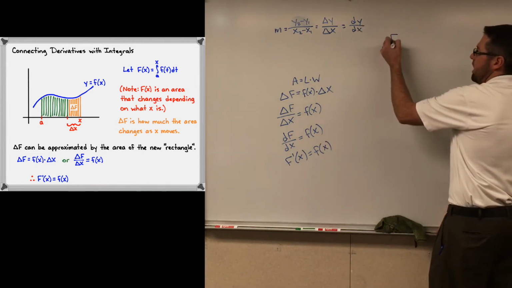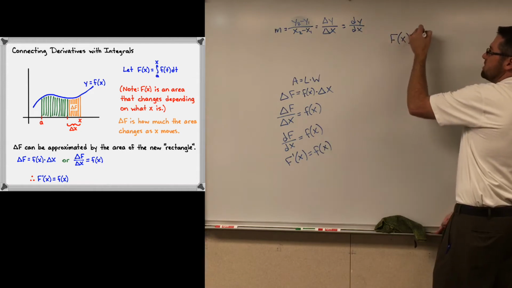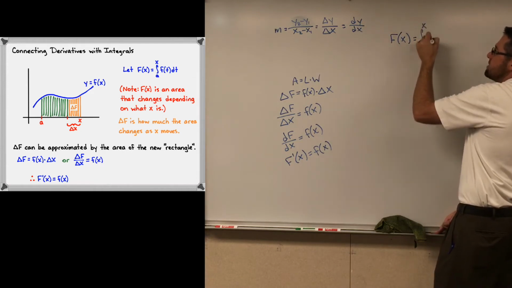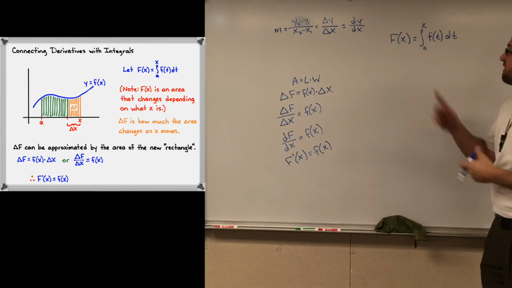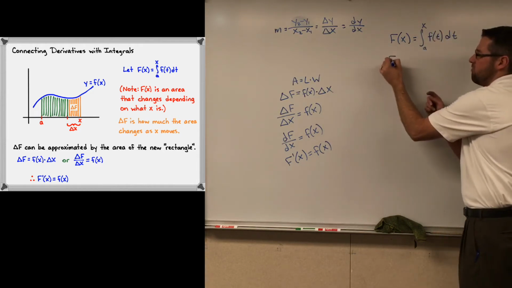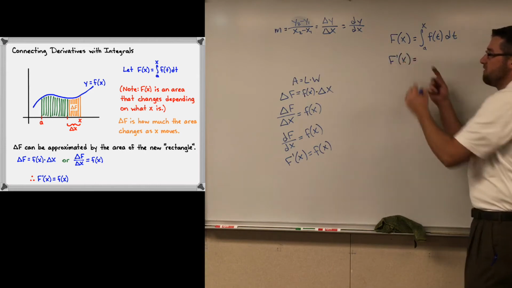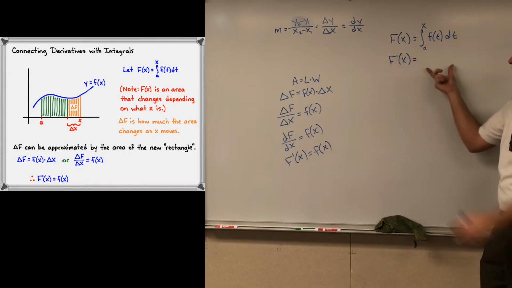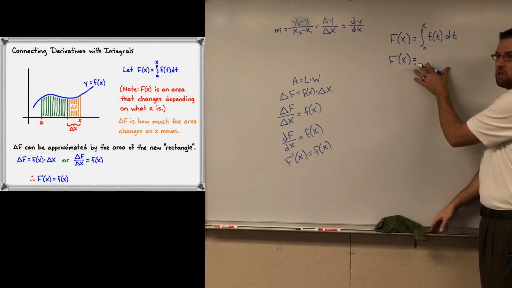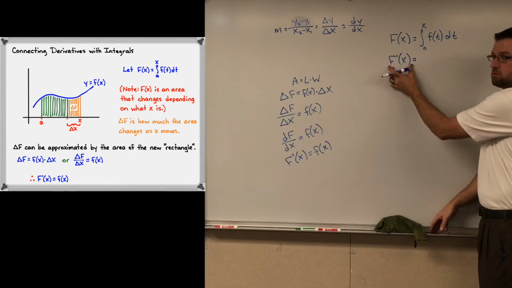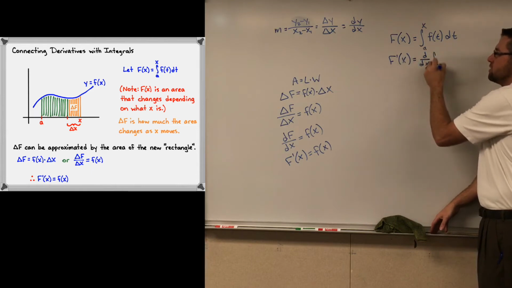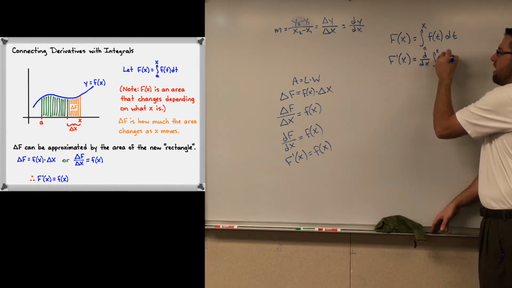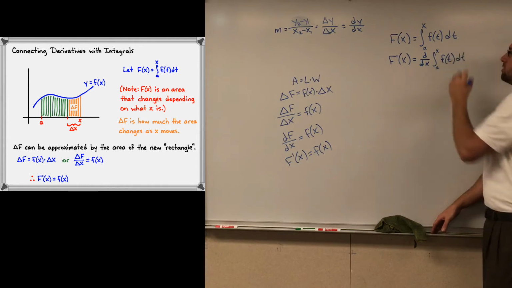Okay, so I got F of x equals the integral from a to x of f of t dt. If I take the derivative of this side, I get big F prime of x, right? But I have to take the derivative over here too. My notation is going to be a little different because this is Newton, right? I'm going to use Leibniz form over here, d/dx of the integral from a to x of f of t dt. You guys see that?